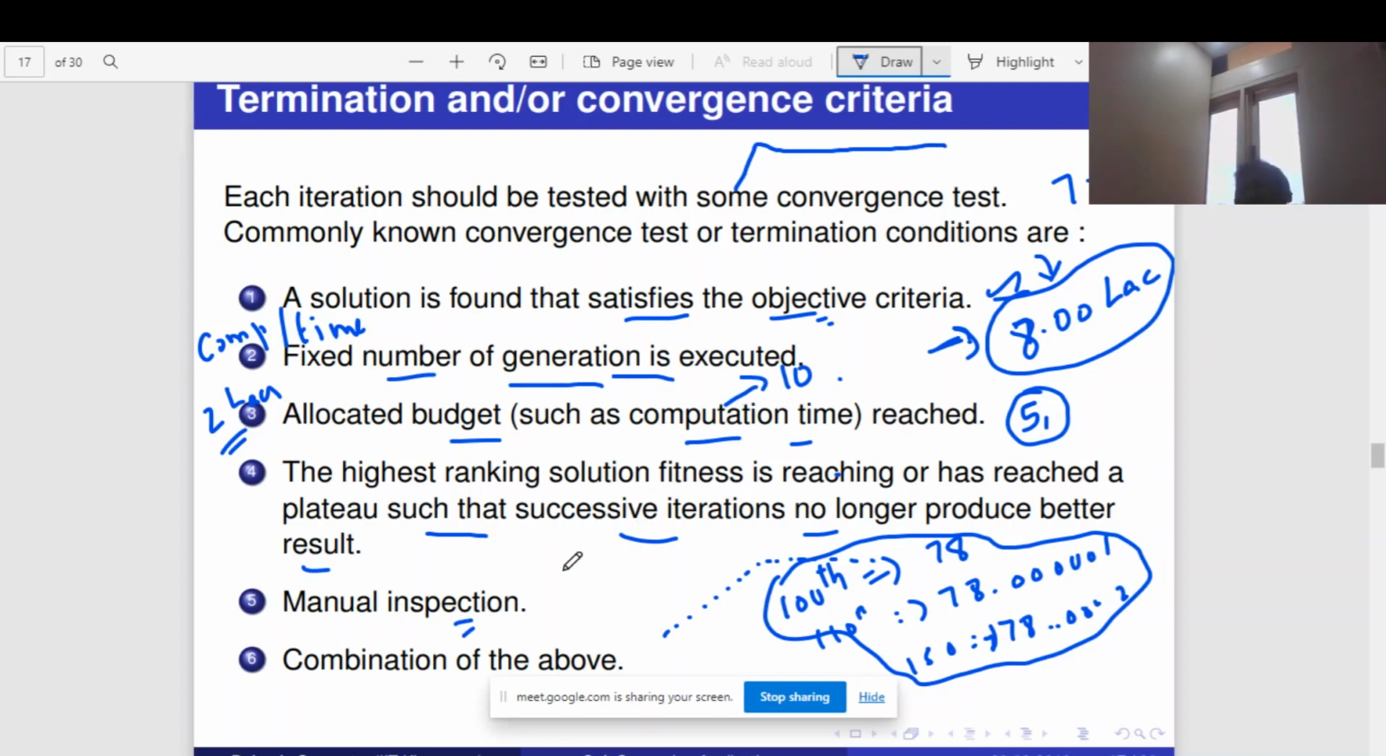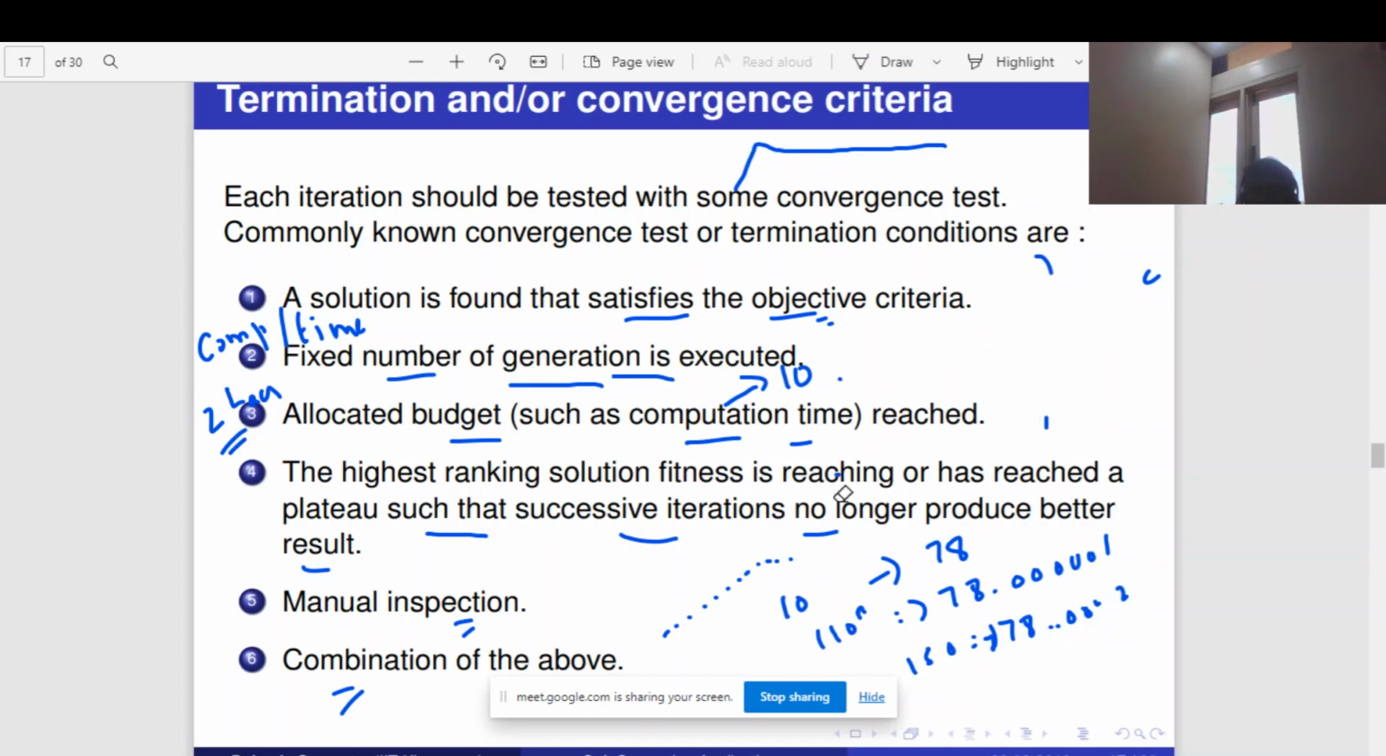Or by manual inspection. Actually, normally this is very tough with respect to AI or this kind of problem, because the problem space is very huge. Manually you cannot expect everything, right? Or sometimes a combination of one or two or more of these techniques. So this is how we decide the convergence criteria. These are the various ways by which we decide whether to converge or not. Converge means whether to stop executing and go with the available best solution or not.